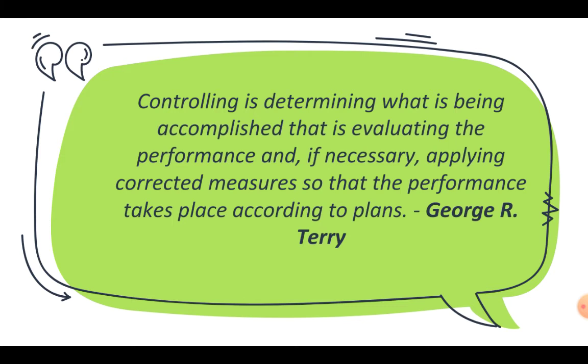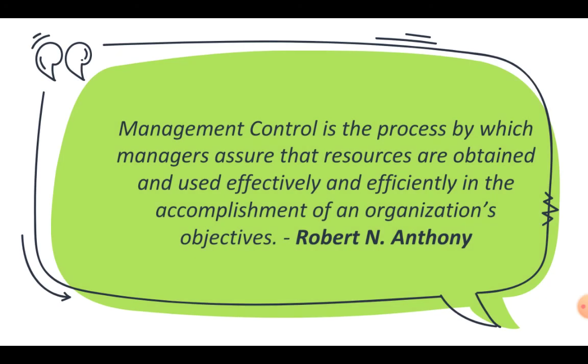Now, if the plans are not moving properly or if the plans are not progressing at a proper pace, that is, if something takes longer than expected or if something moves faster than expected, then necessary measures should be taken in order to set things right. So controlling is said to be a channel through which plans may be properly implemented. And another definition we have is by Professor Robert and Anthony. Now, according to Robert and Anthony, management control is the process by which managers assure that resources are obtained and used effectively and efficiently in the accomplishment of the organization's objectives.